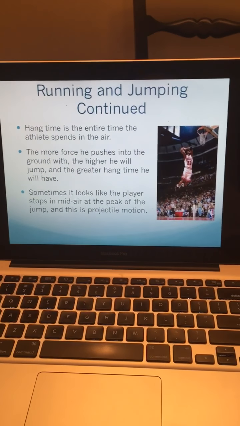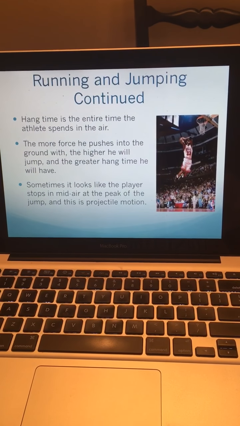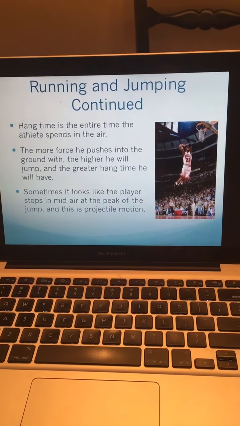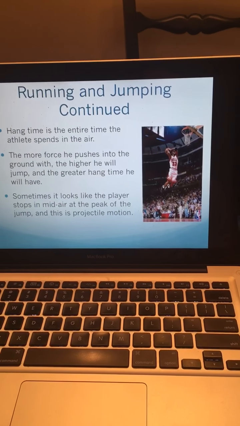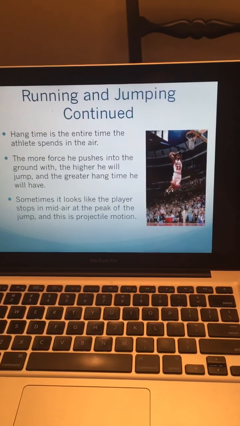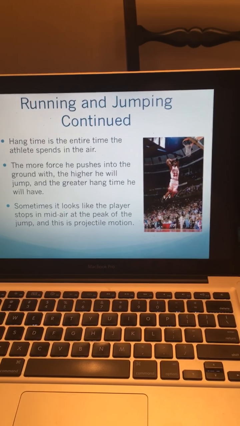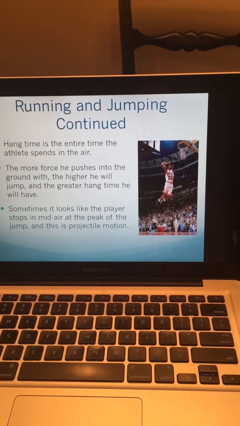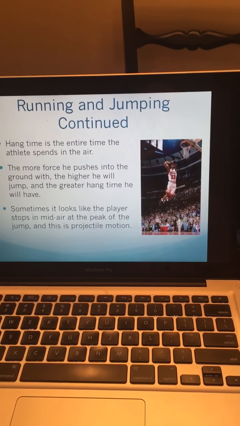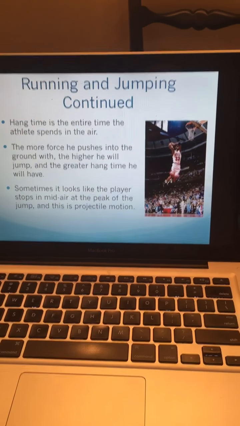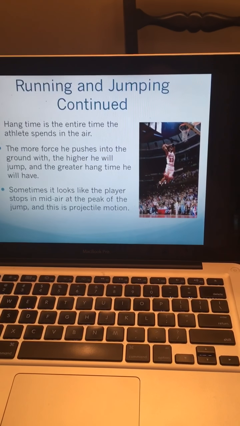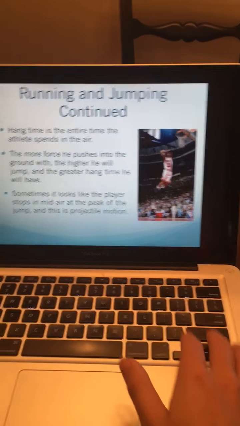Sometimes it looks as if the player stops in midair at the peak of his or her jump. A quote from Normani's article states, "This is a consequence of projectile motion. When an object is thrown in the air, it will spend a large percentage of time in the top part of the throw. The same concept applies to a player when he or she jumps. However, gravity then begins to take over and pull him or her back down to the ground."